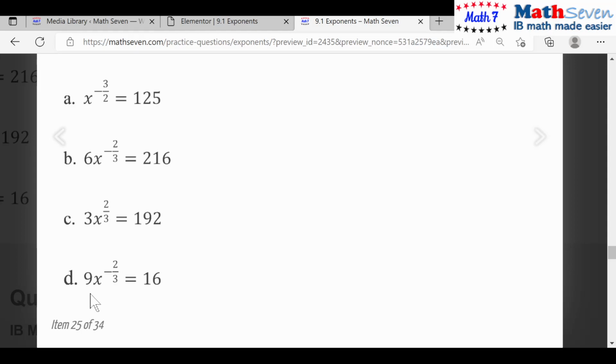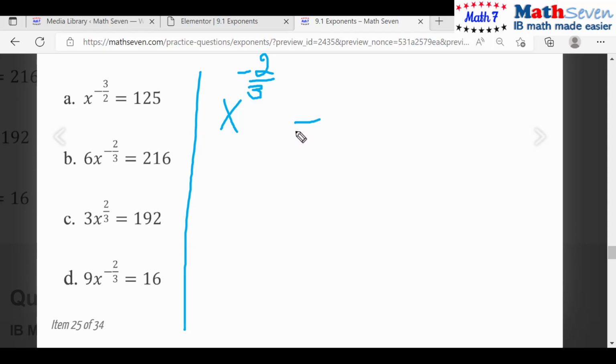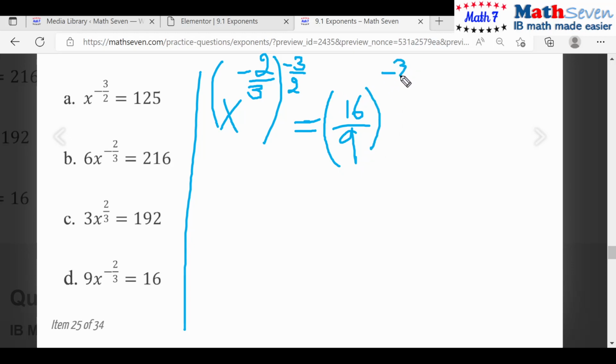Okay, so divide by 9, the first thing, أحسن إشي. So we're going to have x to the power of minus 2 over 3 equals 16 over 9. Now, if I raise both sides to the power of minus 3 over 2, look what's going to happen. This is going to cancel with this, so you're left with x.